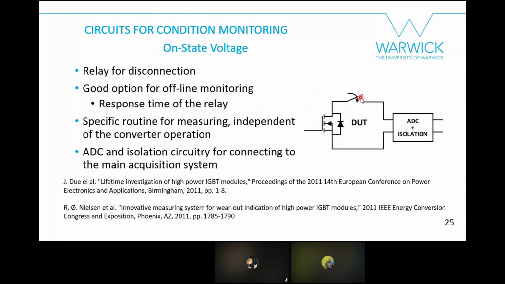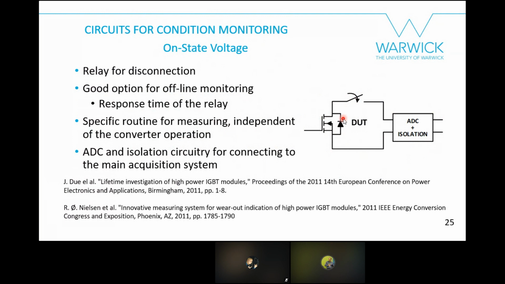You just rely on the response time of the relay. You need specific routines for measuring, and they should be independent of the converter operation. And you require ADC and isolation circuitry for connecting this circuit to the main acquisition system. So you have some references where this circuit is described, but this is just one of the first circuits used for monitoring the on-state voltage. It has some issues like the response time, and you are not always connected to the system.